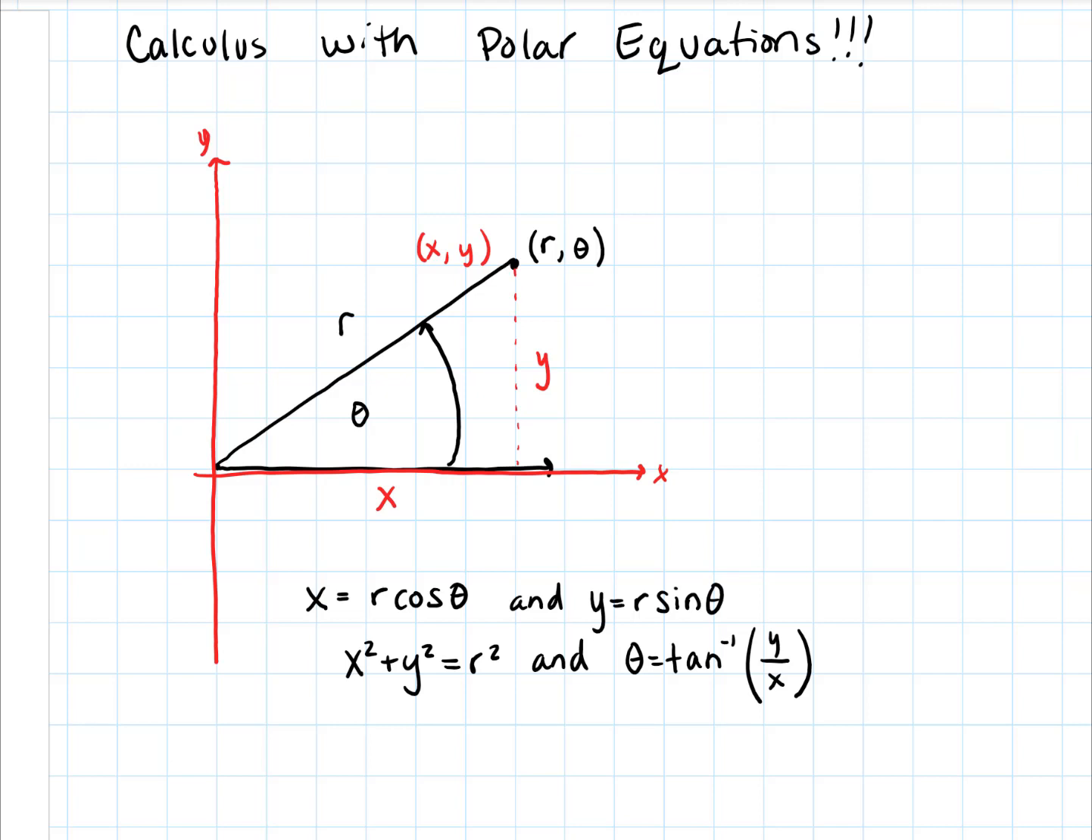All right, let's get into some calculus with polar equations. So I sketched out a quick review of the relationship between the rectangular coordinate system and the polar coordinate system. In the polar coordinate system, our points are defined as a radius from an origin and an angle of displacement from a ray where we say we have 0 degrees or 0 radians.